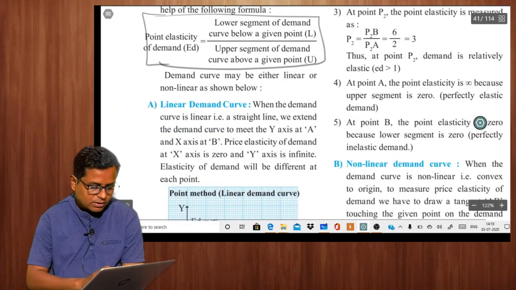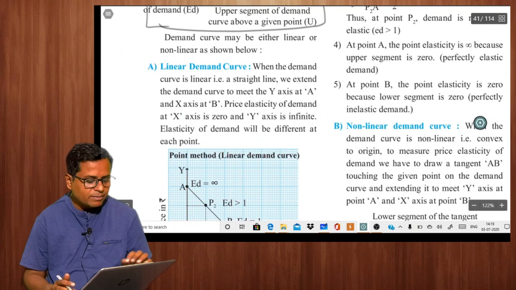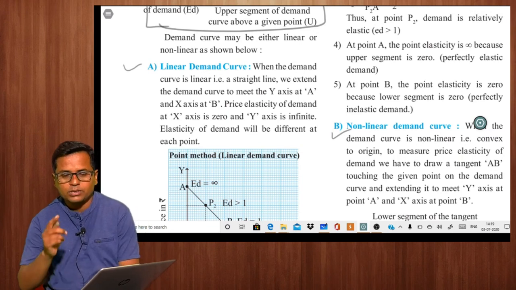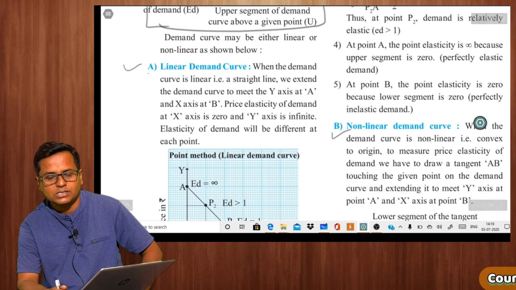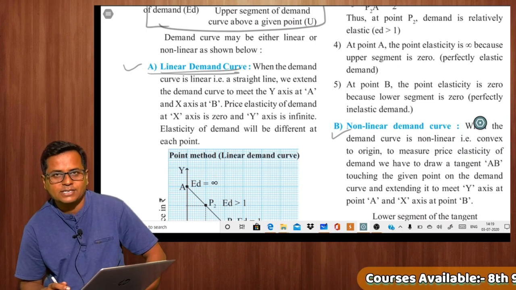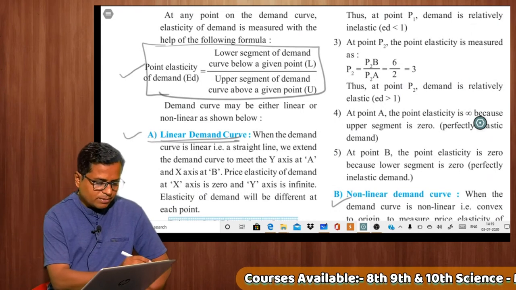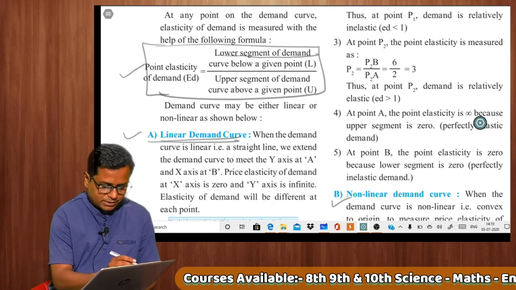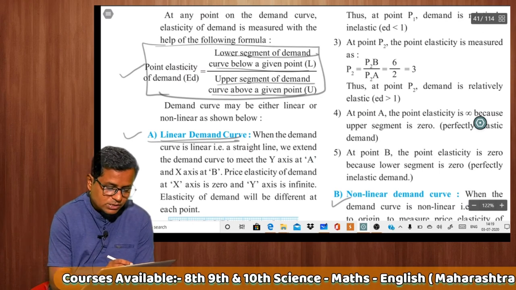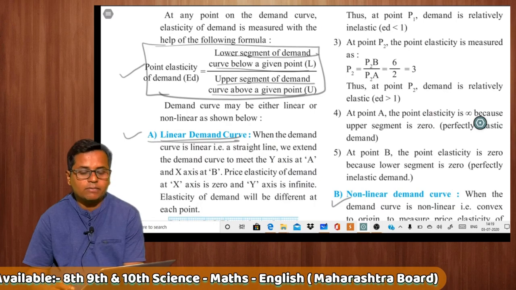See, here one demand curve is shown. There are two different kinds of demand curve, linear demand curve and non-linear demand curve. On both kinds of demand curves we can measure the price elasticity of demand. First of all, we are going to discuss the measurement of price elasticity of demand on the linear demand curve. On a linear demand curve, to measure price elasticity of demand, this formula is used. Lower segment means the lower part of the demand curve below the given point, and U means upper segment, or the upper part of the demand curve above a given point. So L divided by U.